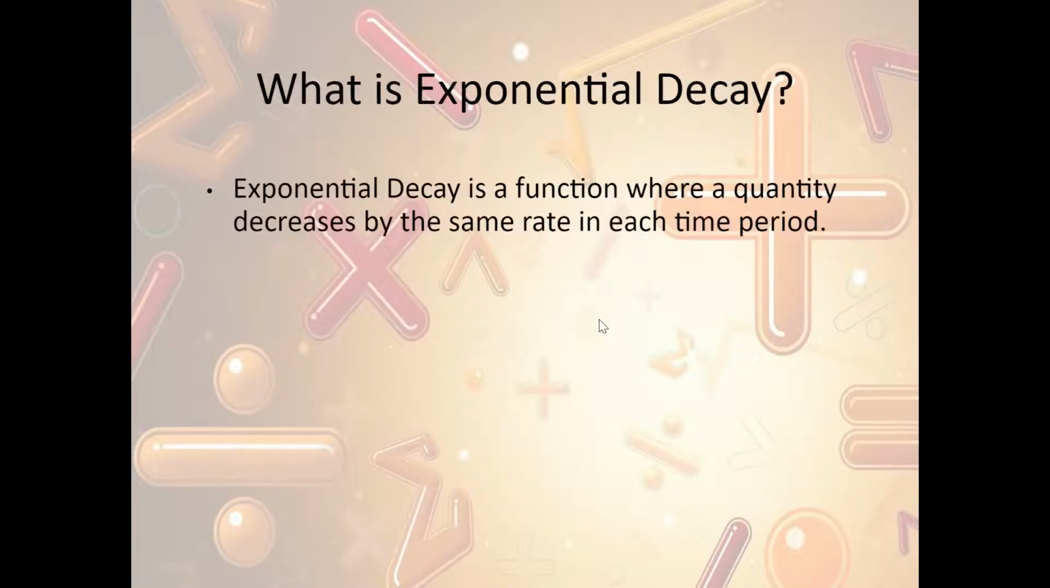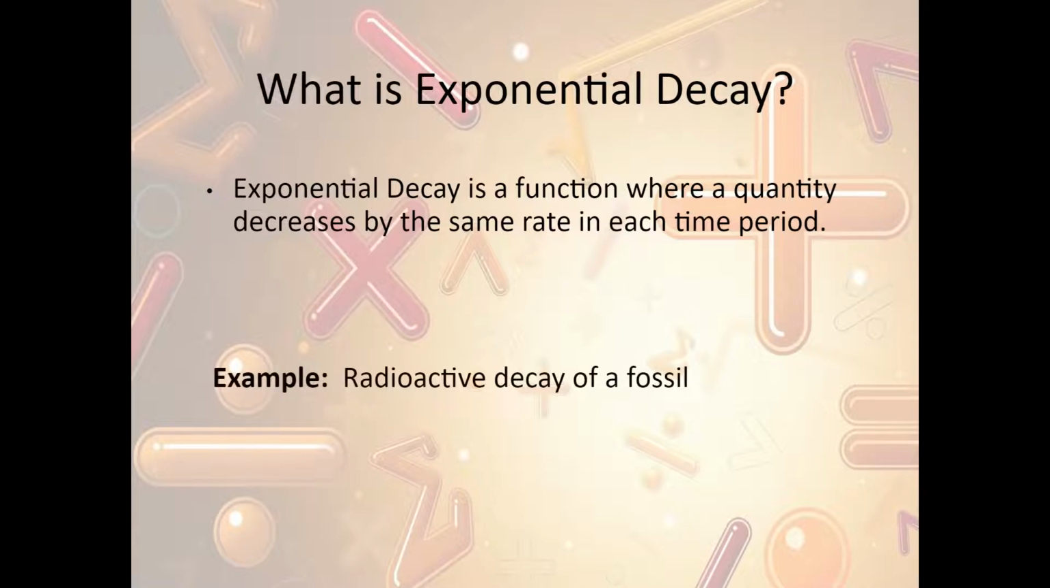So let's look at exponential decay now. Exponential decay is a function where a quantity decreases by the same rate in each time period. An example of this would be radioactive decay of a fossil. When something dies, it eventually becomes just bones, right? We know this through archaeology. There's a certain amount of carbon in that bone. After a while, the carbon starts to decay. It starts to wither away. It starts to evaporate. From there, we can tell how old the fossil is based on the amount of carbon that's still left. So that's radioactive decay of a fossil.